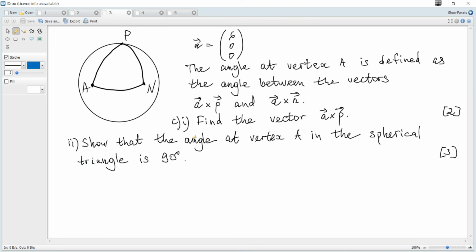The next. Point A, which is also on the equator, has position vector A with components 6, 0, 0, as shown in the following diagram. P, N, and A and the arcs connecting them form a spherical triangle. The angle at vertex A is defined as the angle between two vectors, this vector and this vector, and each vector is a cross product of two vectors. So the first vector is this cross product, the second vector is this cross product, and then it will be for the next.